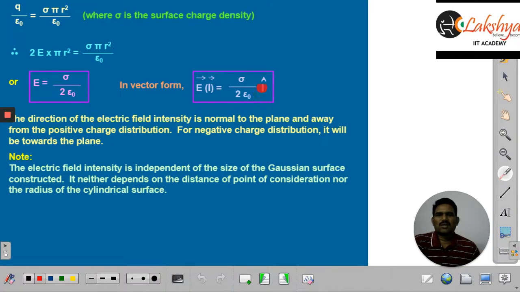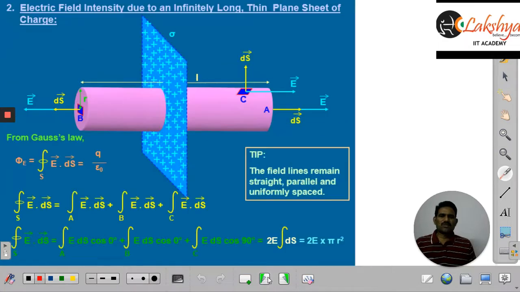In vector form you can write this with an R cap, which is a unit vector perpendicular to the plane. So the direction of electric field intensity is normal to the plane and is away from the positive charge distribution. For the negative charge distribution, it will be towards the plane. This note is again independent of the size of the Gaussian surface, in the case of this infinite plane of charge, right?